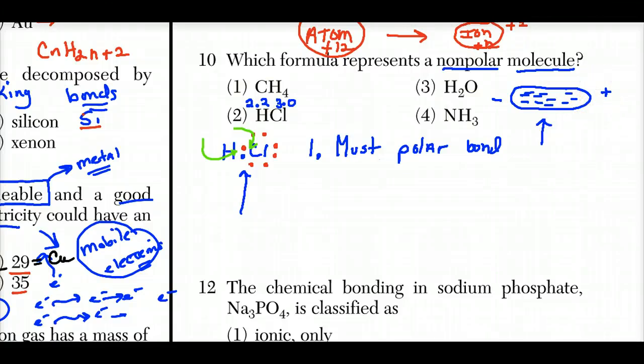Now, the second requirement that we need: you must have a polar bond, and you must have, let's put must, why not, must have asymmetry. Now, if you're asymmetrical, that means your polar bonds do not cancel. Case in point, CH4.